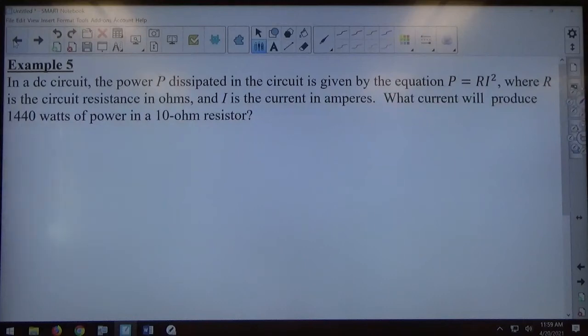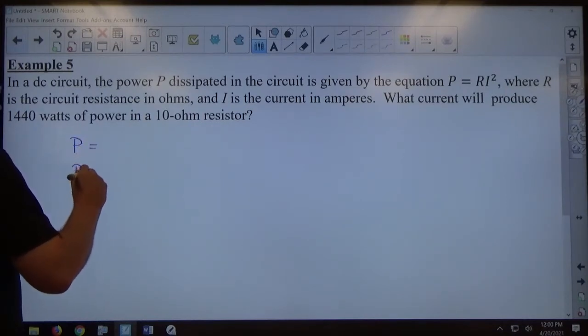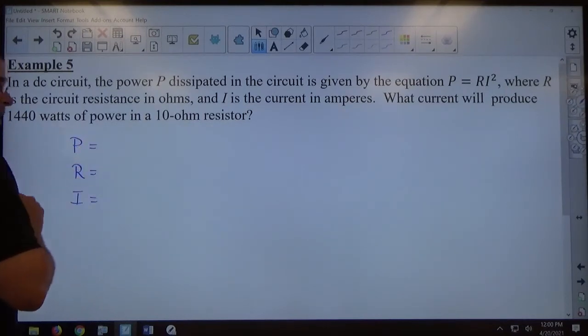Example 5 says in a DC circuit, the power P dissipated in the circuit is given by the equation P equals R I squared, where R is the circuit resistance in ohms, and I is the current in amperes. So we have three variables, P, R, and I. I'm going to start with that: P equals something, R equals something, I equals something.